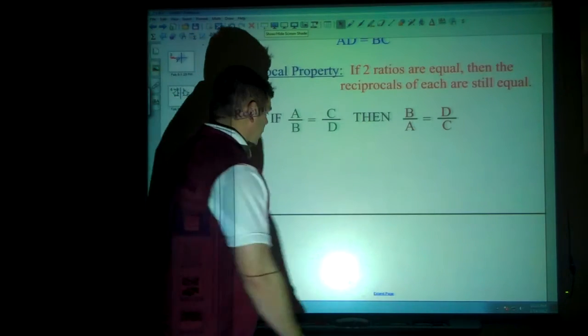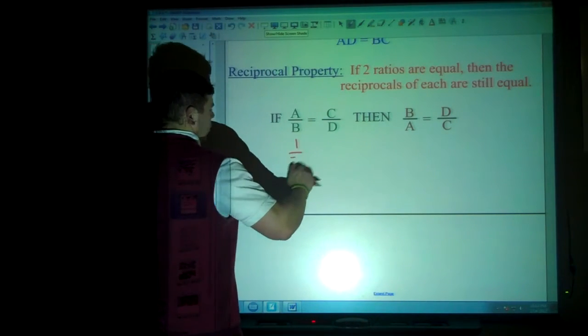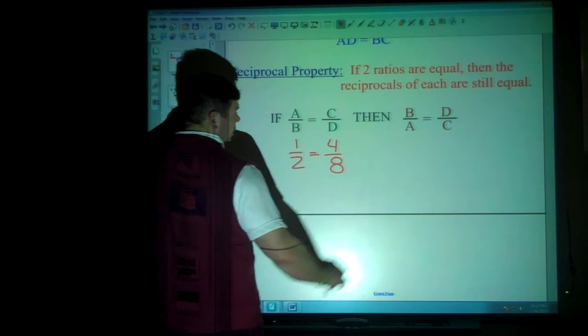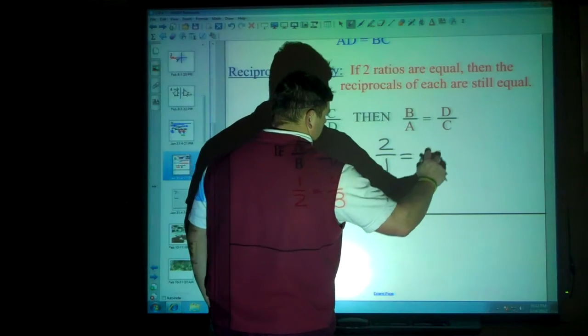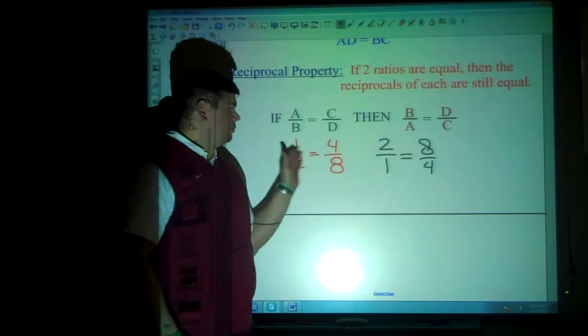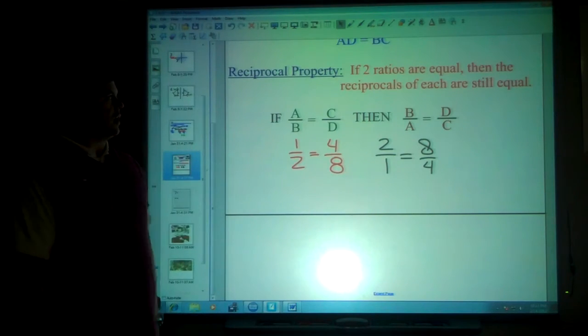If you want to look at it with numbers, you could always say 1/2 is equal to 4/8. And that's definitely true. Well, 2 over 1 is no different than 8 over 4. Both of them are equal to 2. Both of these are equal to 1/2. So they are definitely true.